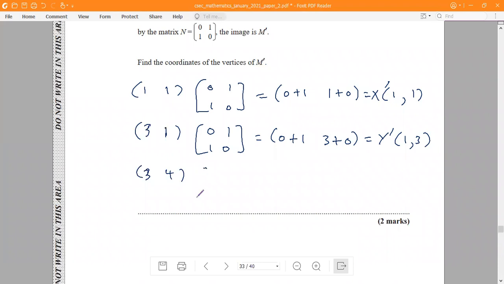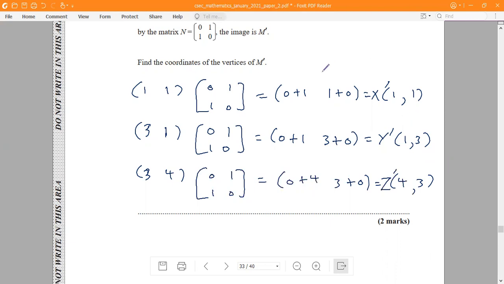All right, we're multiplying by the same transformation matrix, capital N. So we have 3 times 0 is 0, plus 4 times 1 is 4. We have 3 times 1 is 3, plus 4 times 0 is 0. We end up with 4, 3, as our image of the point Z. So Z prime would be 4, 3.